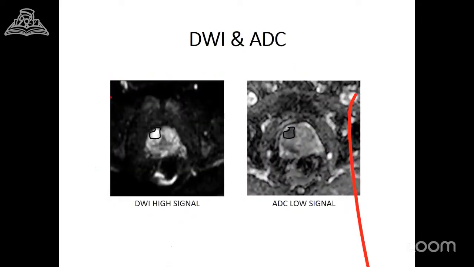On DWI, prostate cancer typically appears as a high signal area due to restricted diffusion. On the corresponding ADC map, the same lesion appears as low signal, confirming true diffusion restriction and supporting the diagnosis of the tumor.